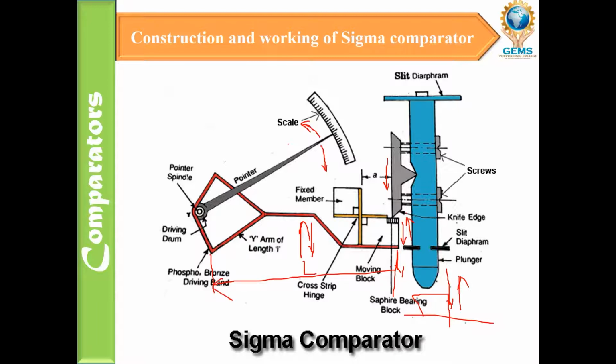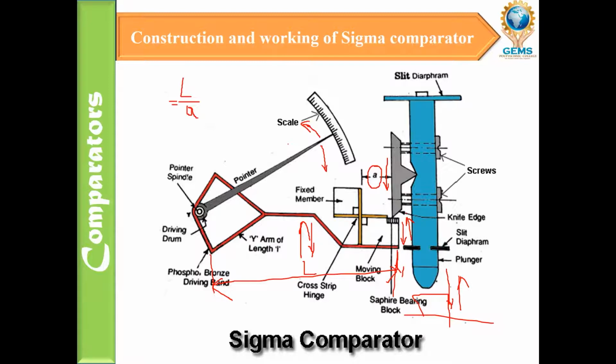This length is L. Suppose the distance is A. This is how we will calculate the magnification. So that is L by A. This is the first condition.